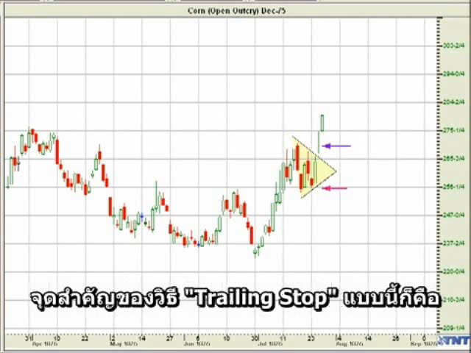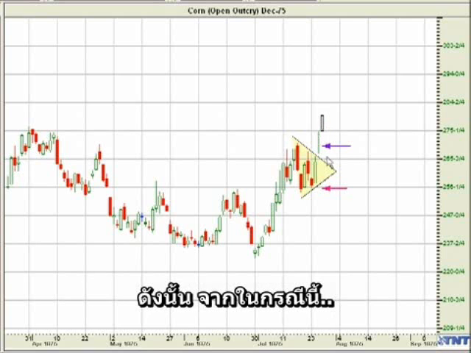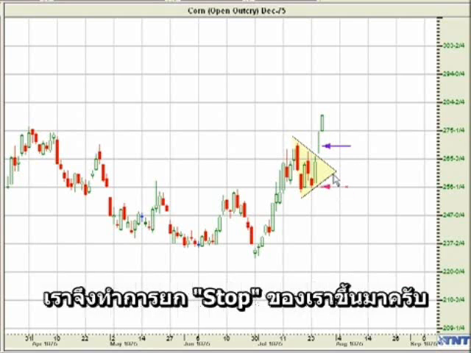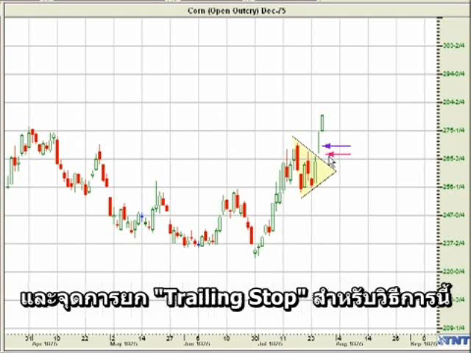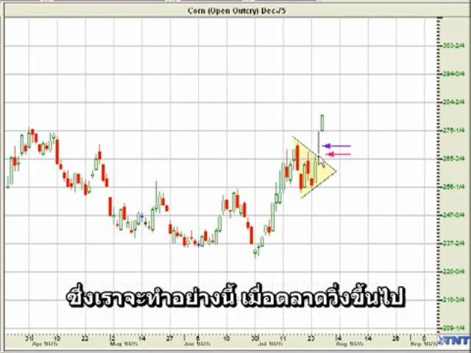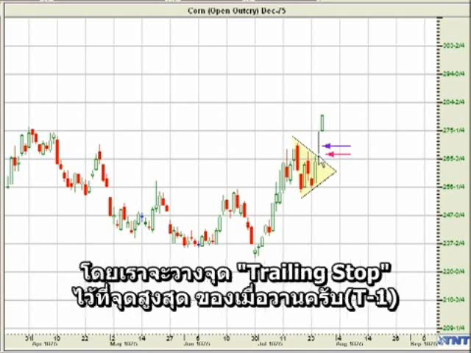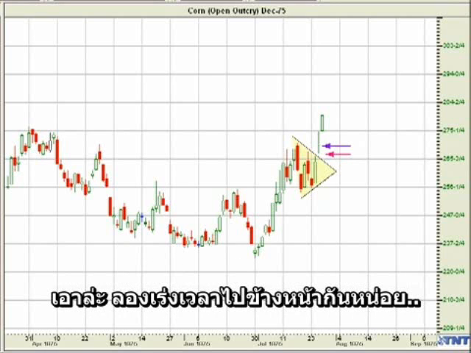Now the whole point of this stop loss placement is that we only move the stops when the market is actually moving in our direction. So in this particular instance, the market traded higher, so we can move our stop, and the placement for this particular strategy is to place the stop below the previous day's low. And we do that in an advancing market. In a declining market, we would do just the opposite, and we would place our stops above the previous day's high. So let's play this forward a little bit.